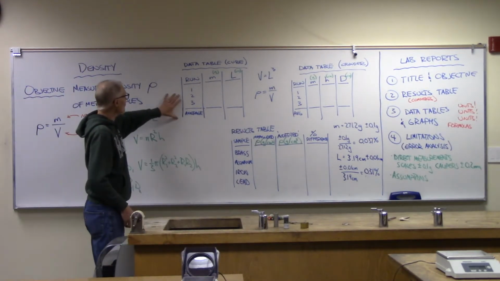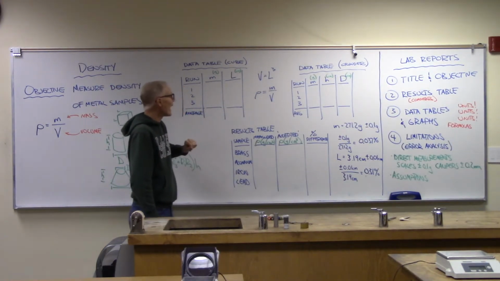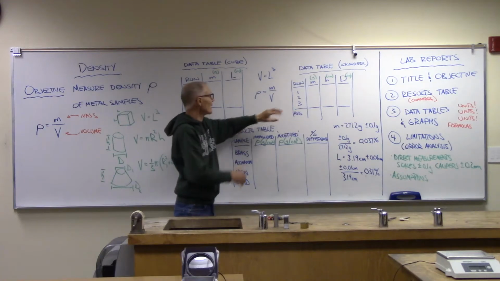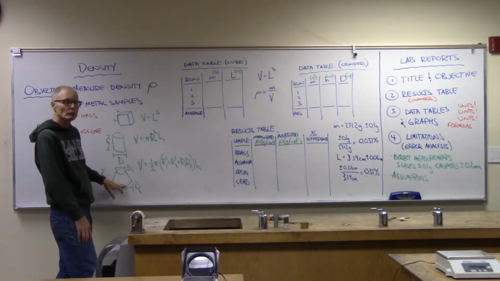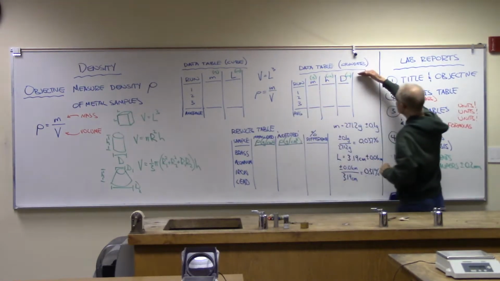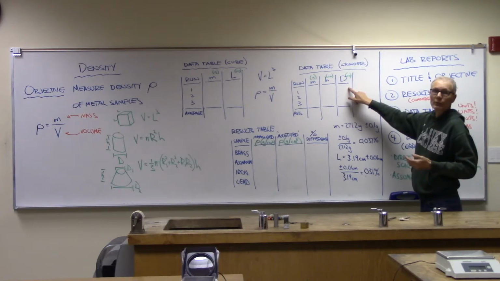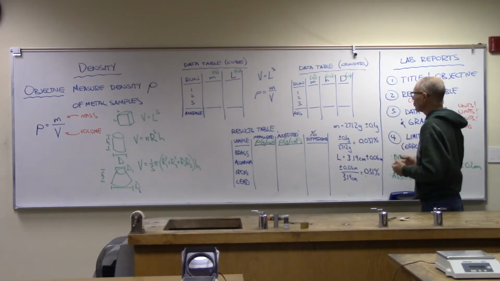So I got a data table set up for the cube. The data tables are going to look different for the cylinder. And as we talked about, I don't have a data table set up for the frustum, for the lead. But the frustum's going to look kind of like this data table, but it's going to have 2 columns for the 2 different diameters. So that's how that will differ.